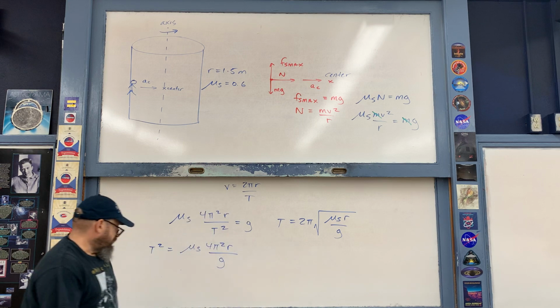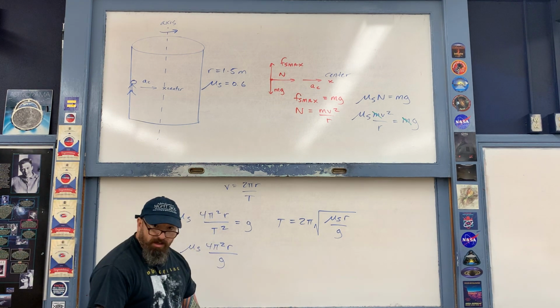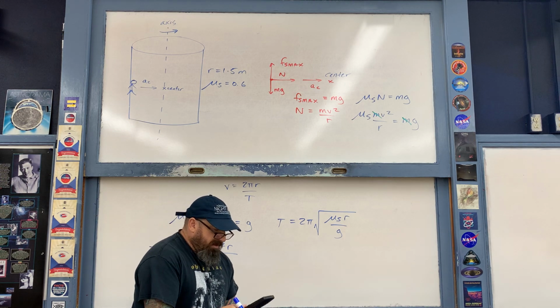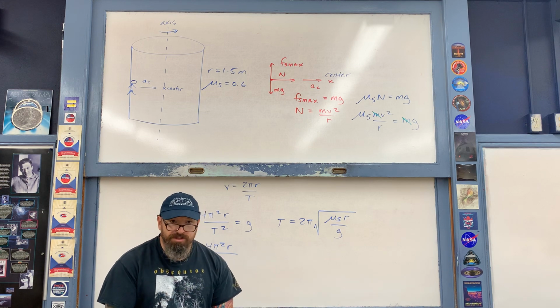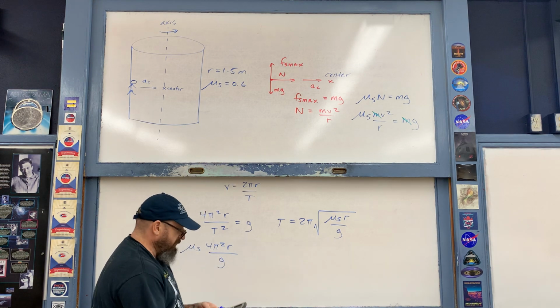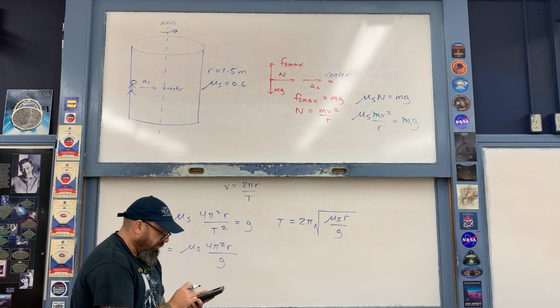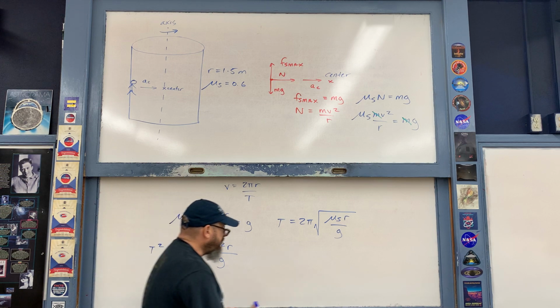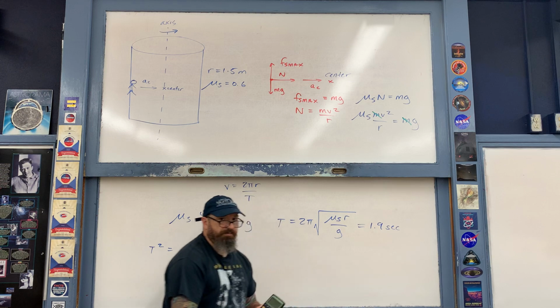Like so, let me just double check my math there, take the square root of that. Yeah, like so, and now let's go ahead and plug in. Keep in mind that as we finish the example here, as I said at the beginning of the problem, all the numbers that you're seeing here are typical of a ride such as this. 2 times pi, multiplied by the square root of the following: 0.6 times the radius of 1.5, divided by g. Take the square root of all of that, and it's about 1.9 seconds.